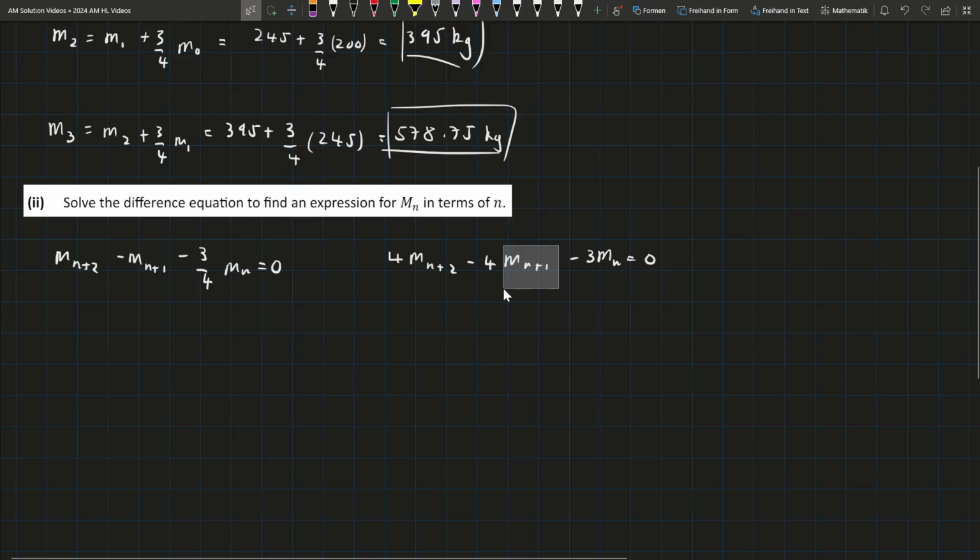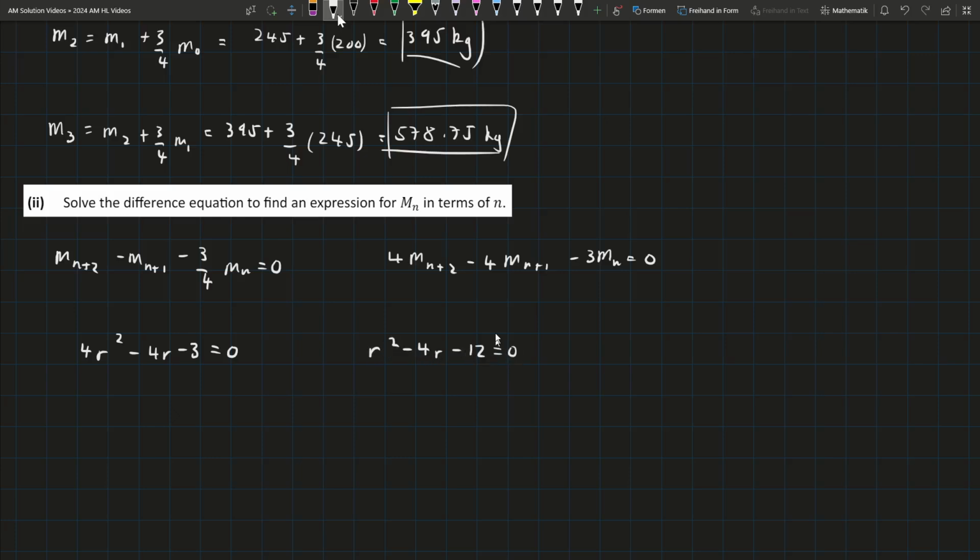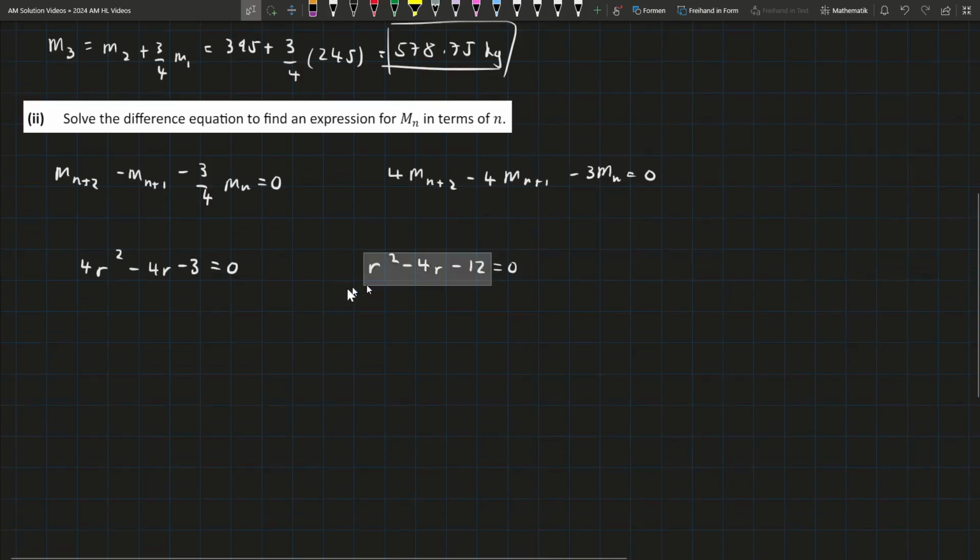And then remember, for our characteristic equation, we take the lowest power of m as a constant, the next one up as a linear, and the next one up as a squared. So what we'll get for our roots is 4r squared minus 4r minus 3 equals 0. And then you just need to solve this quadratic. You can use the quadratic formula if you're not sure. But there's a method for solving quadratics like this, where you multiply the last number by the first number like that. And then just solve this like normal.